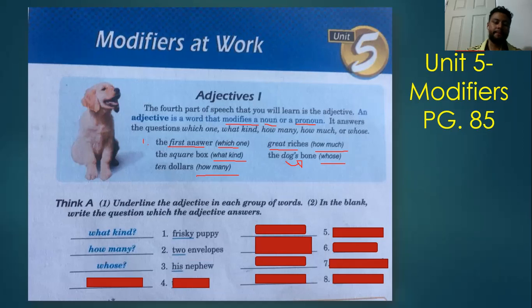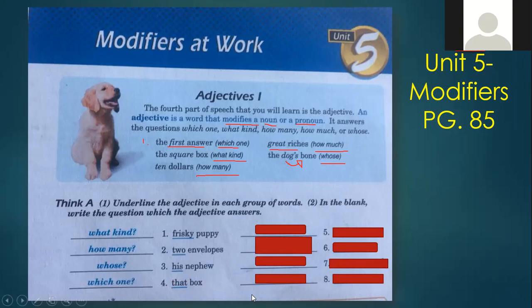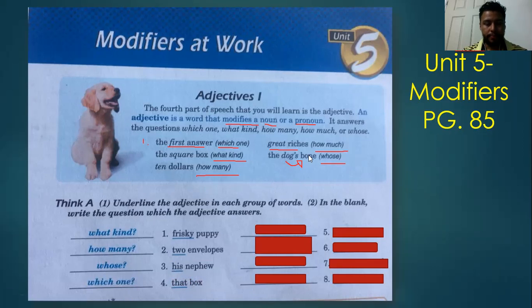Yes, amazing. Number four, guys. What is that? That box. Underline that. And which one? Exactly. Underline that. And the question is, which one? Which one? Correct. We are of one mind.